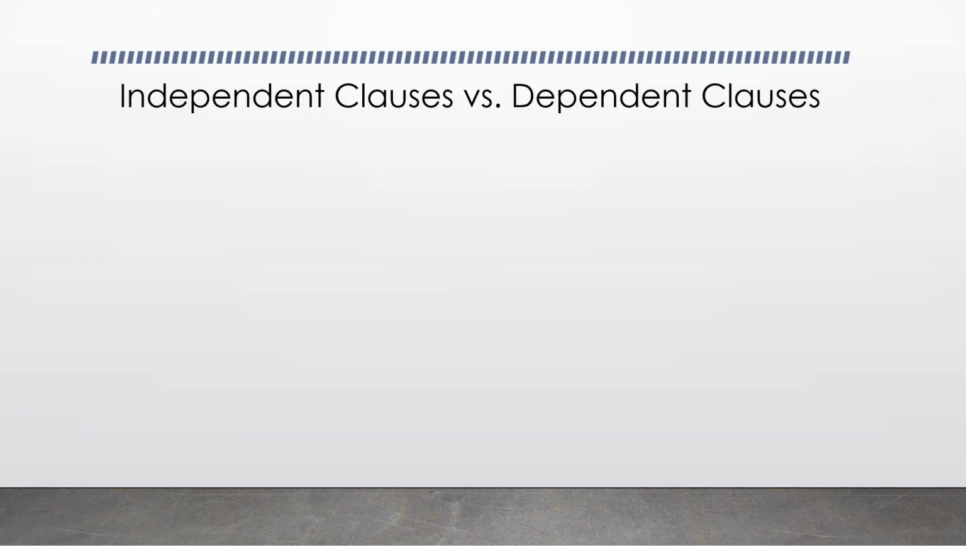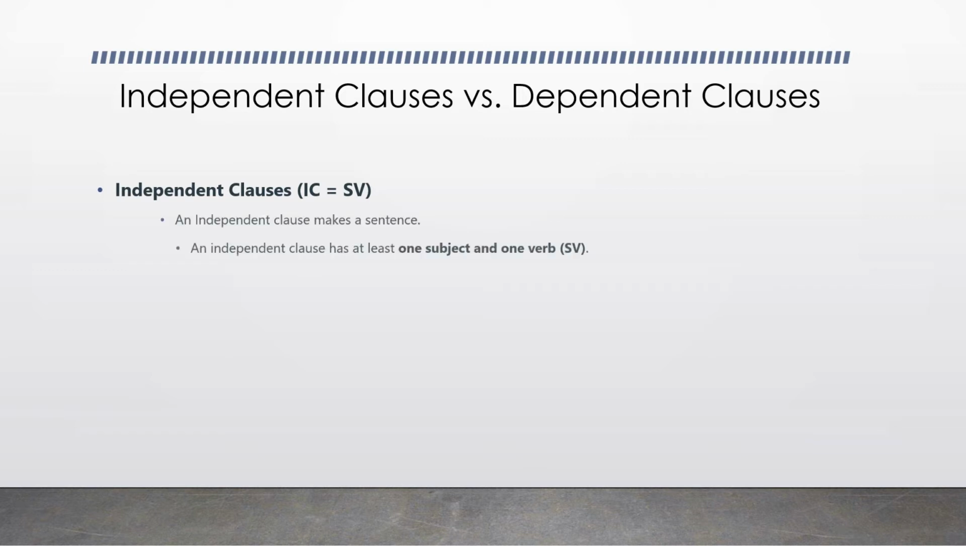Now let's talk about independent clauses versus dependent clauses. What is an independent clause? As you already know, it has a subject and a verb. But an independent clause can make a complete sentence, and an independent clause has at least one subject and one verb.